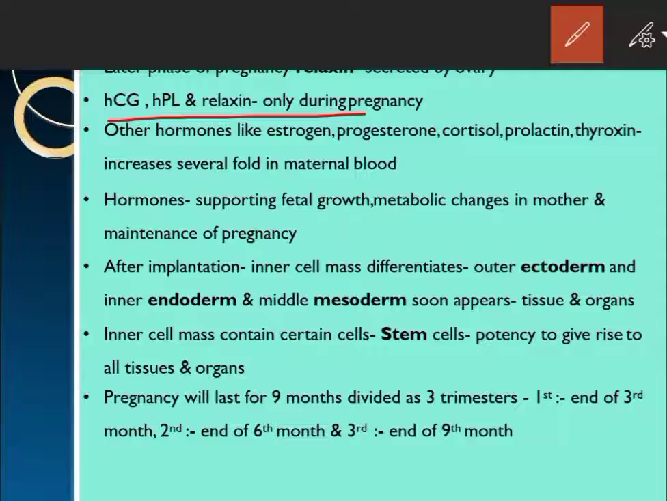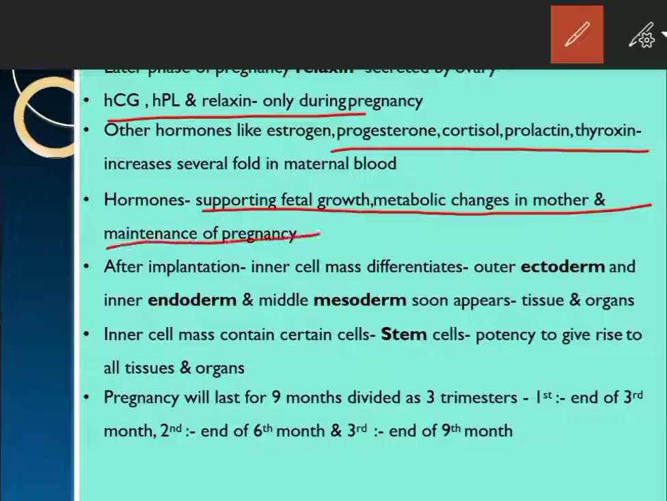In addition to this, the levels of other hormones like estrogen, progesterone, cortisol, prolactin, thyroxine increase at a very large amount. They are increased several times in the maternal blood during the pregnancy, and the increased production of these hormones is necessary for the fetal growth, metabolic changes in mother, and maintenance of pregnancy.